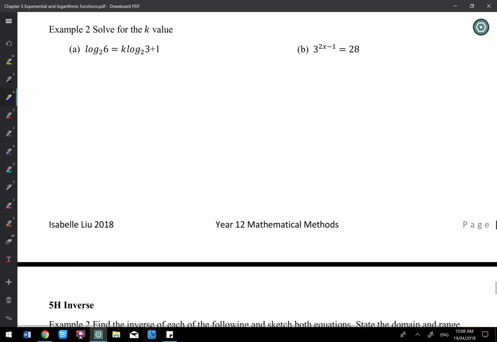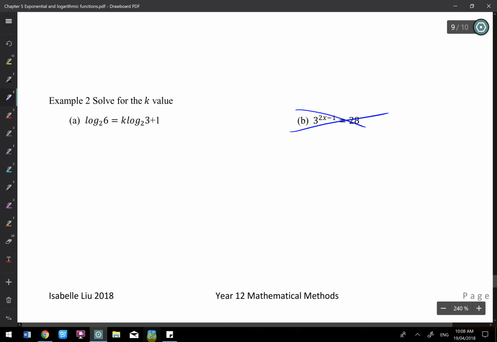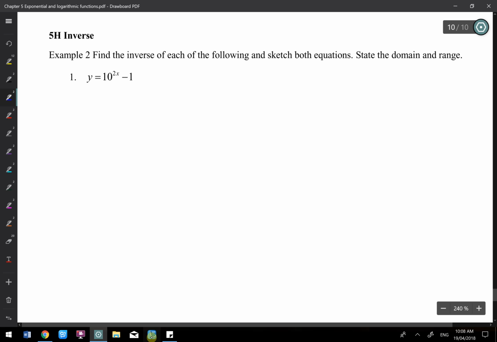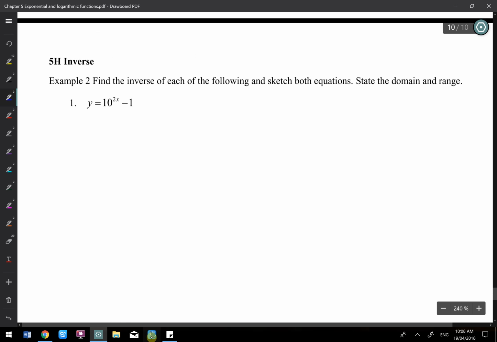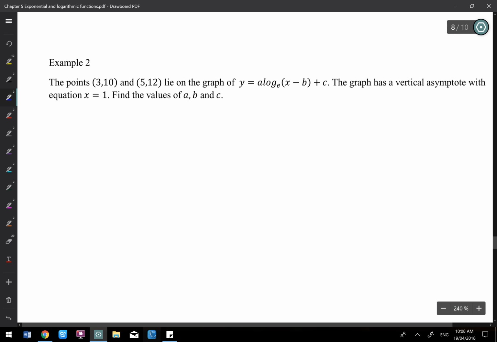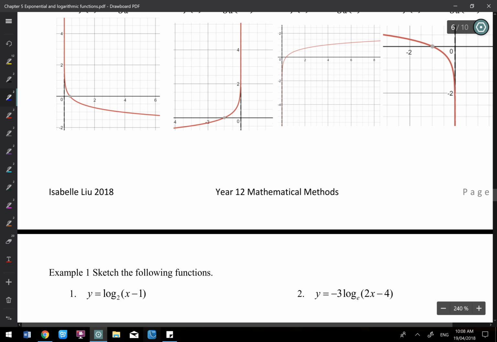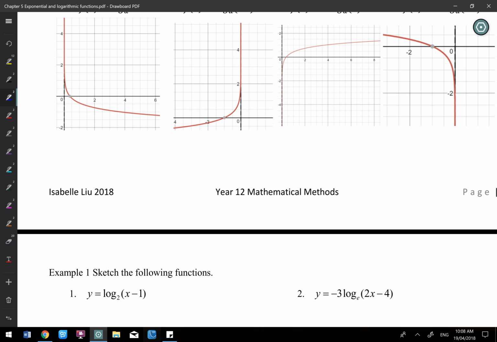Alright, but we don't do that question. We have had this question before already. That's graphing. So that's it. Everything we learned today, we finish everything for exponential: exponential graphing, exponential inequality, and exponential equation. So that's everything for exponential.